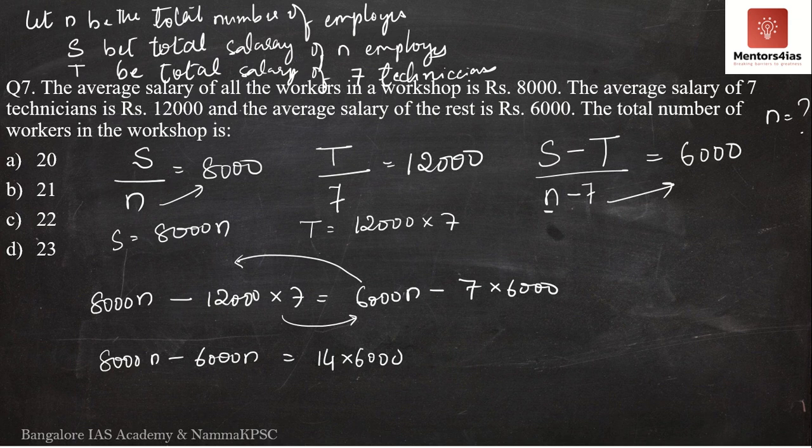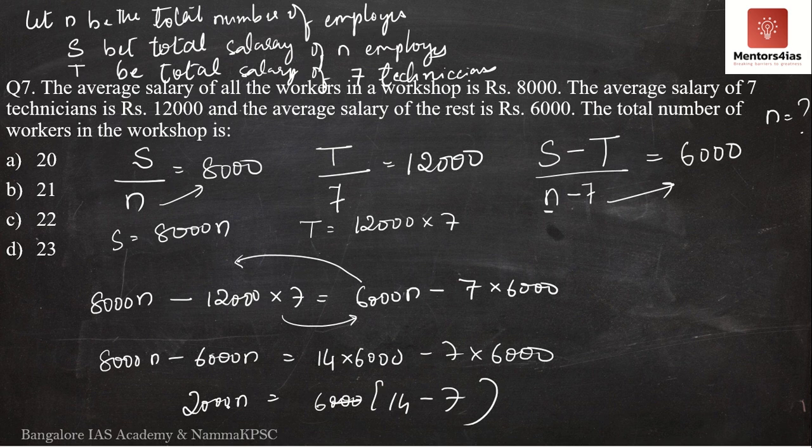See, 12 is nothing but 6 into 2. I'm going to multiply that 2 into 7. So 14 into 6,000 minus 7 into 6,000. 8,000 n minus 6,000 n is 2,000 n, which is equal to, I take 6,000 common out, 14 minus 7. All the zeros get cancelled. 2 3s are 6. What are we left with? n is equal to 3 into 14 minus 7, that is nothing but 7 itself. Therefore n is equal to 7 3s are 21.